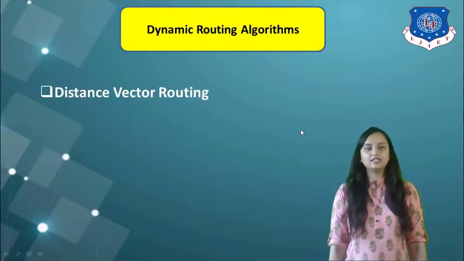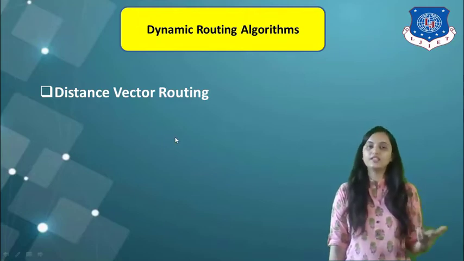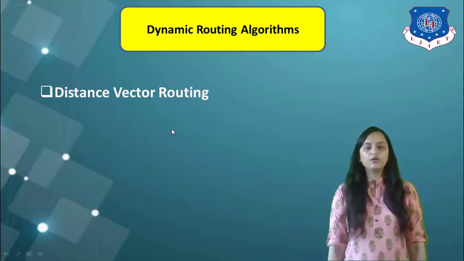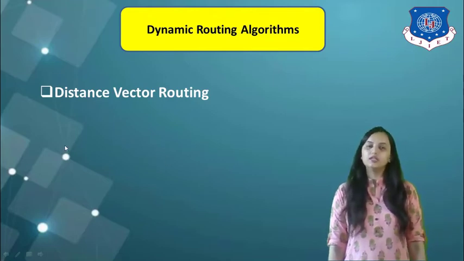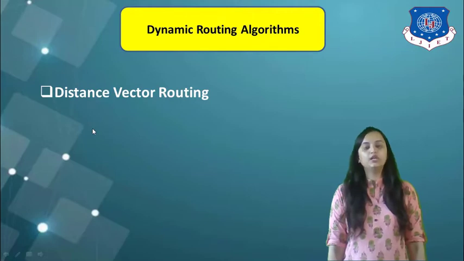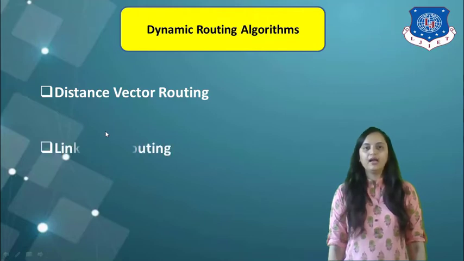Now let's see the next, dynamic routing algorithm. As we have seen, there are basically two types of algorithm, static and dynamic. Static routing algorithms are those which have fixed strategies, whereas dynamic routing algorithms are variable. That means they adapt to changes according to the network requirement. In dynamic routing algorithms, there are basically two types: first is distance vector routing and the second is link state routing. Let us see these two in detail.